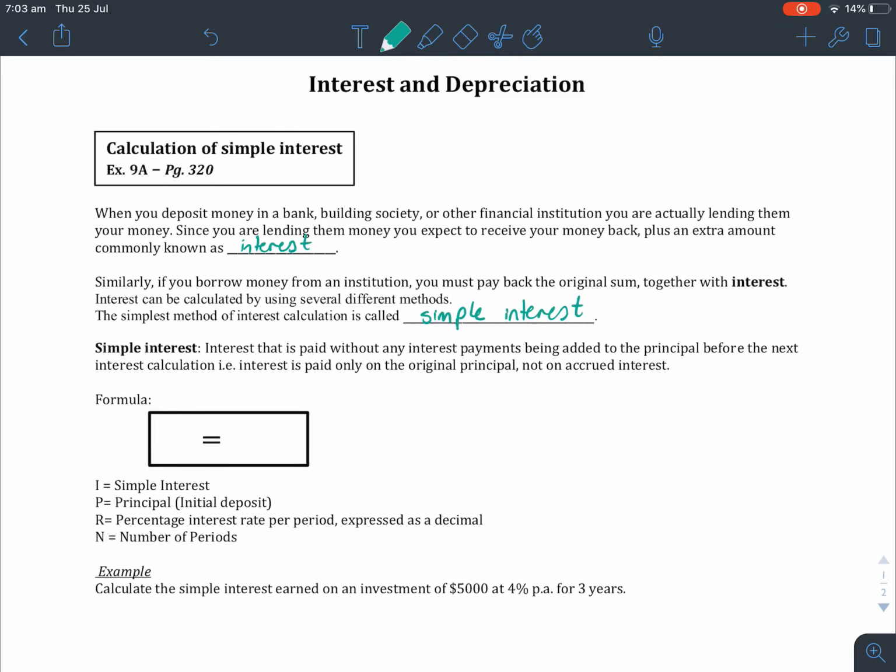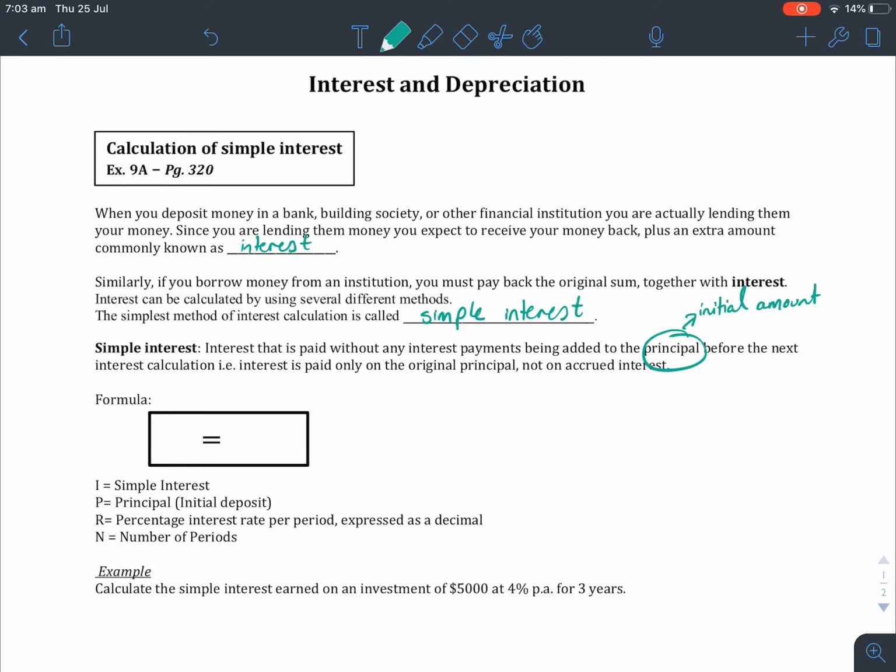Okay, so what is simple interest? Well, it's interest that is paid without any interest payments being added onto the principal. Hang on, what's the principal? Well, the principal is the initial amount. So simple interest is interest that is paid without any interest payments being added on to the initial amount before the next interest calculation. Okay, so it's not compounding interest, it's just simple interest.